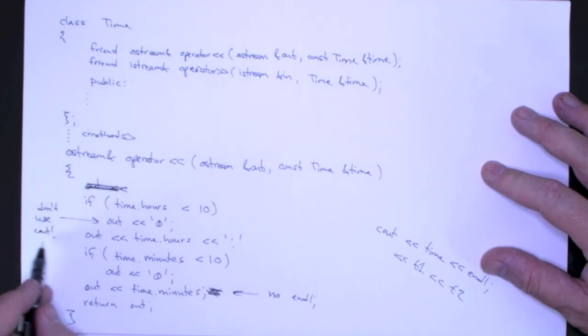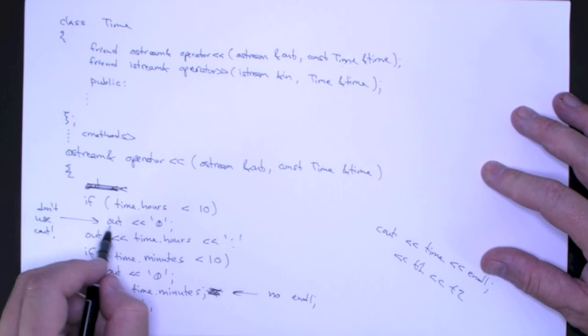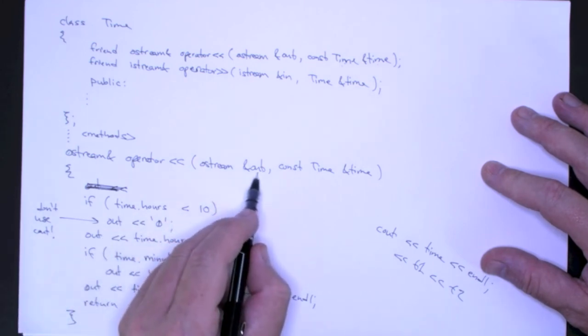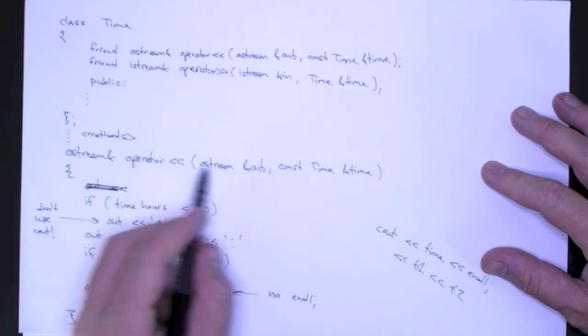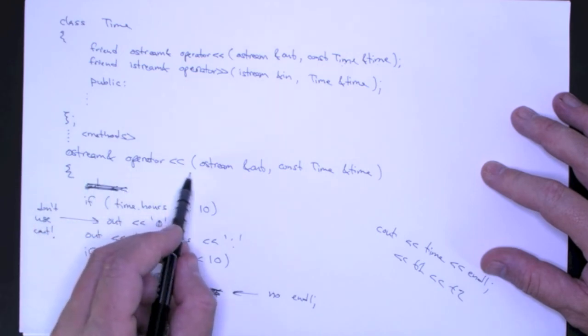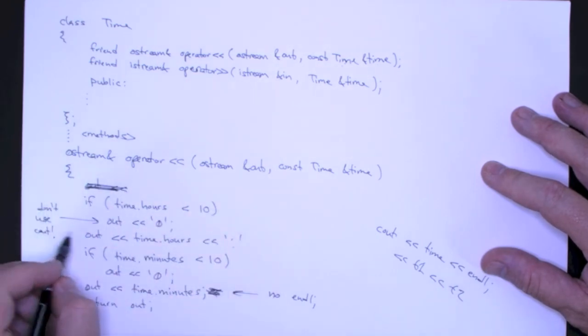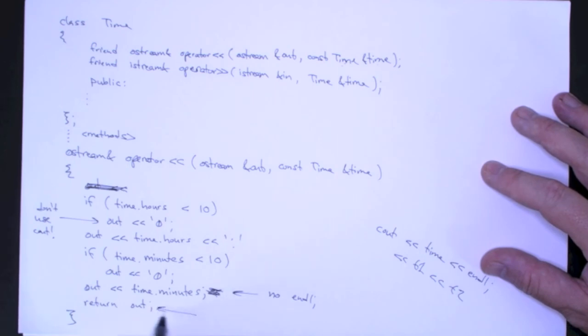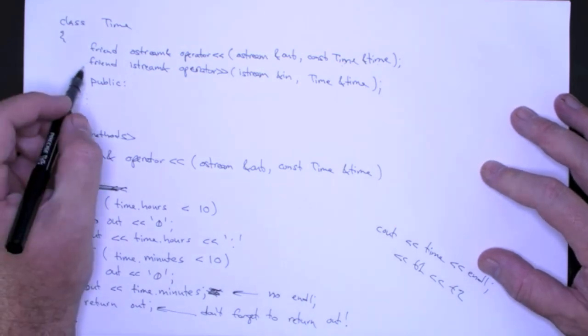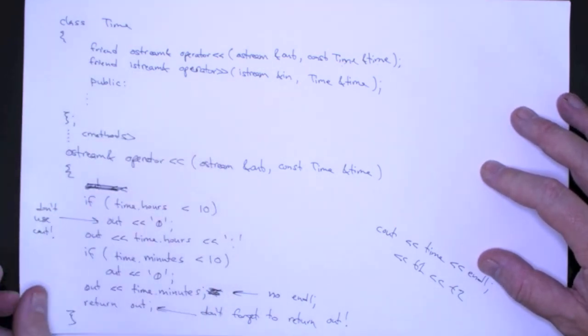And make sure that you don't use cout. So cout has global scope, so you can write cout here, but then you're not going to be using the parameter out. So if you tried to use this to write a time object to a file, it won't work. So don't use cout here. And the other rookie mistake is don't forget to return. So those are the big no-nos that I see people making. So now we're going to look at an implementation of the stream extraction operator.